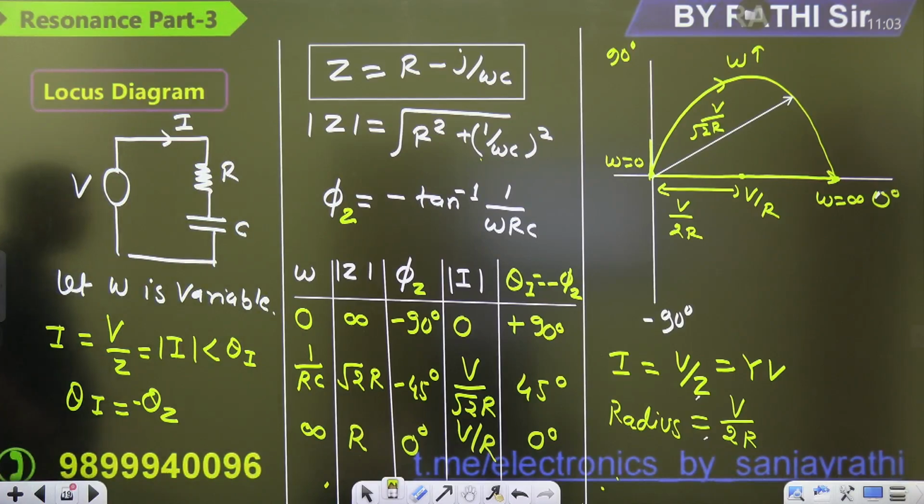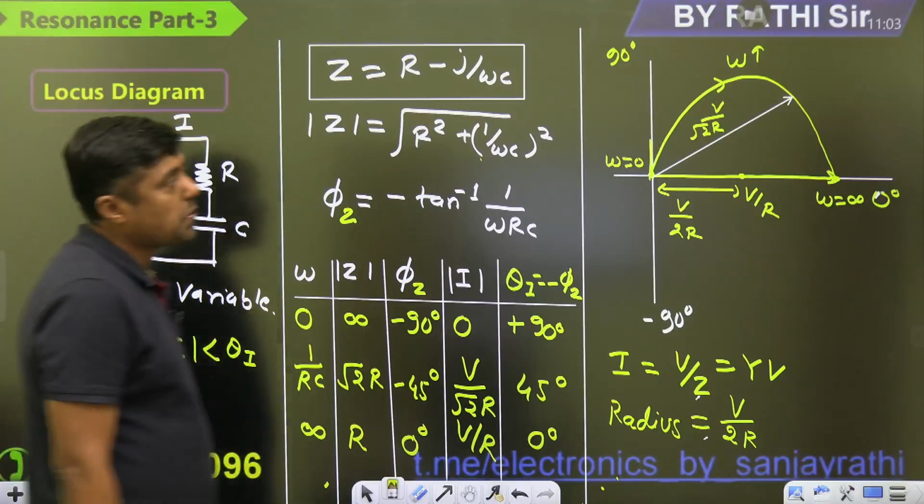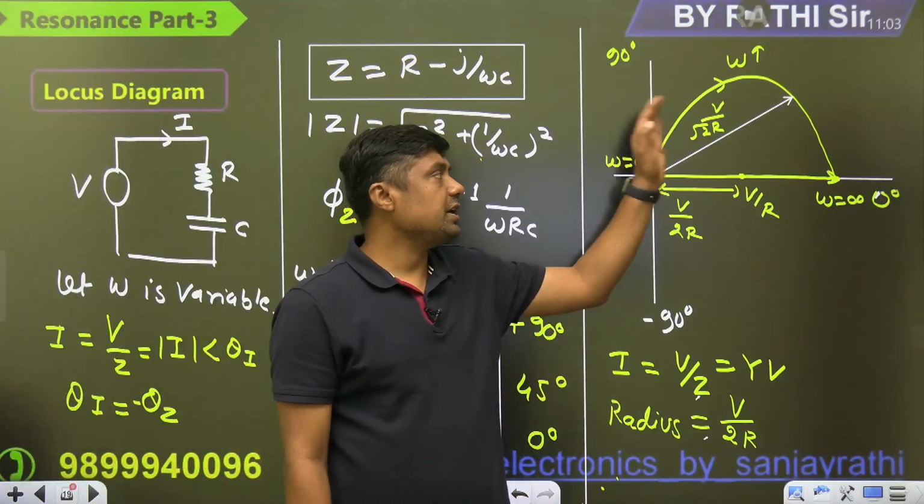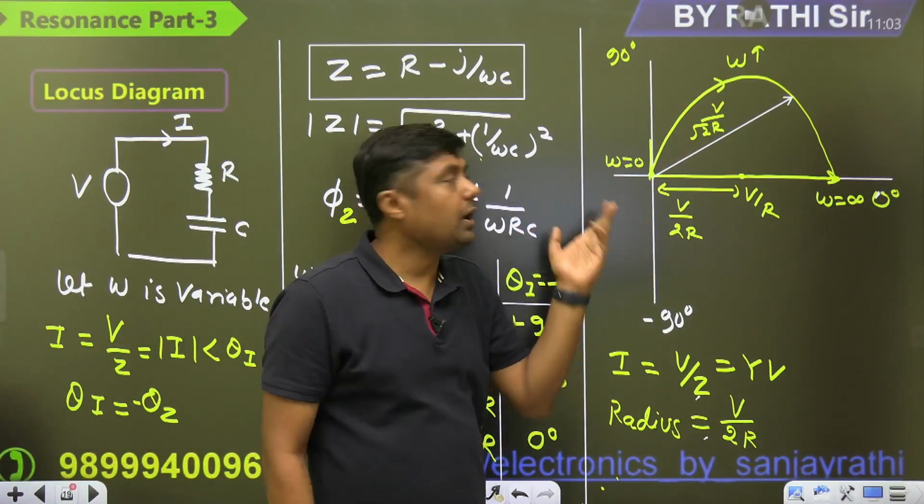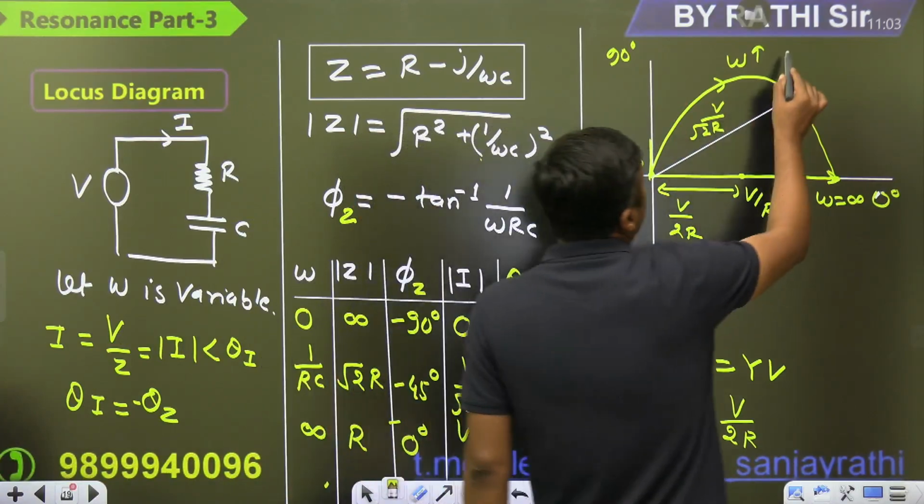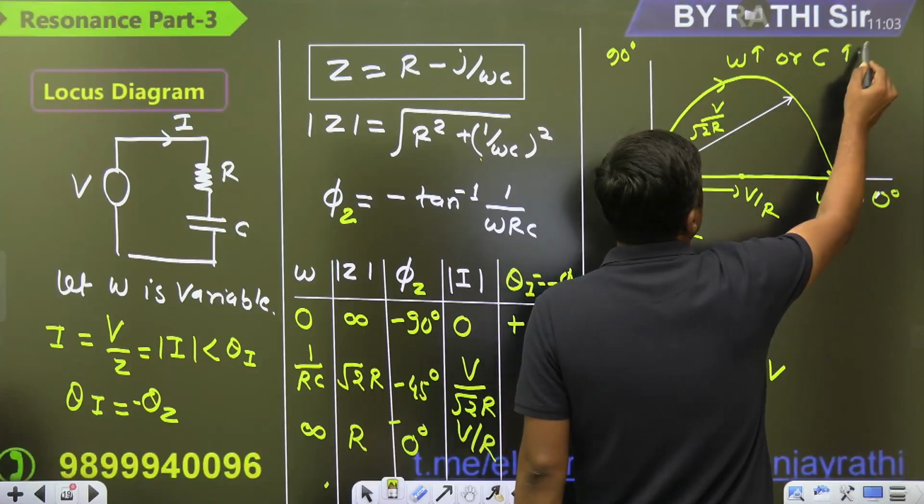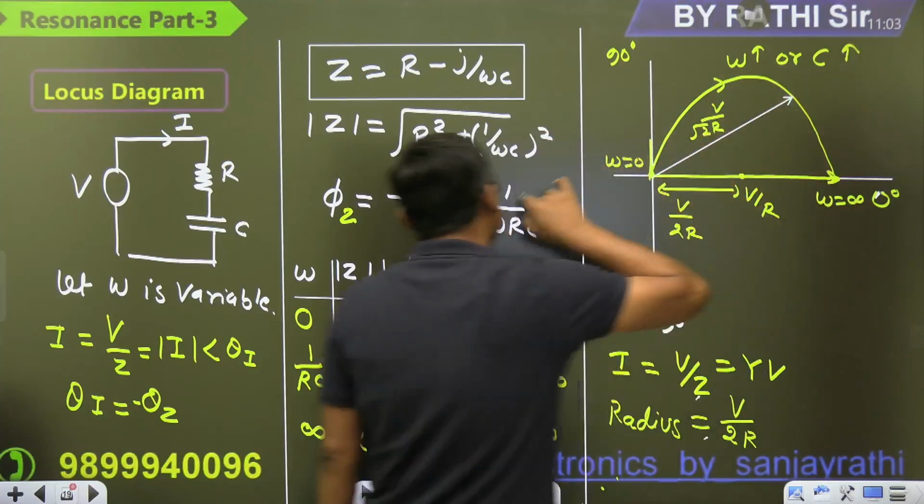In this way we can plot. Again it is in the first quadrant, because we are plotting I. But here omega is variable or C is variable. Suppose you vary C, again you will get the same type of diagram. So I can write omega vary or C vary, same, because C is also in the denominator.